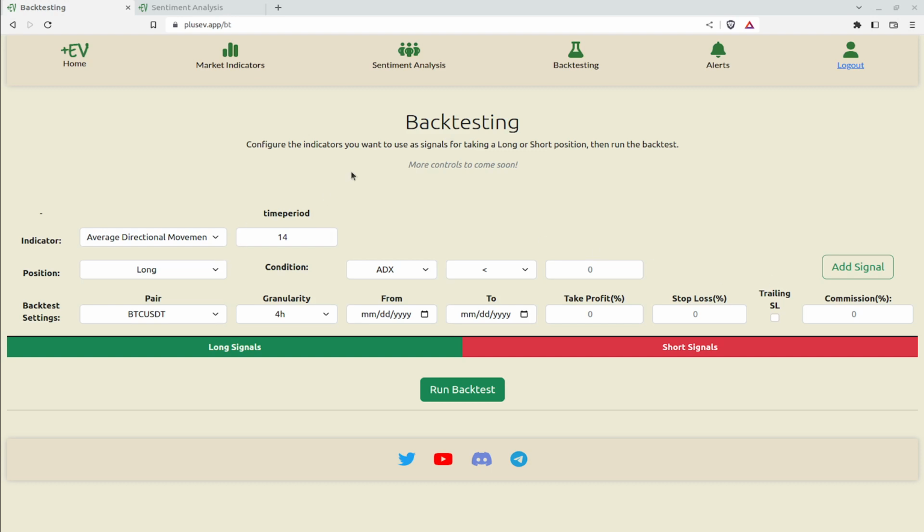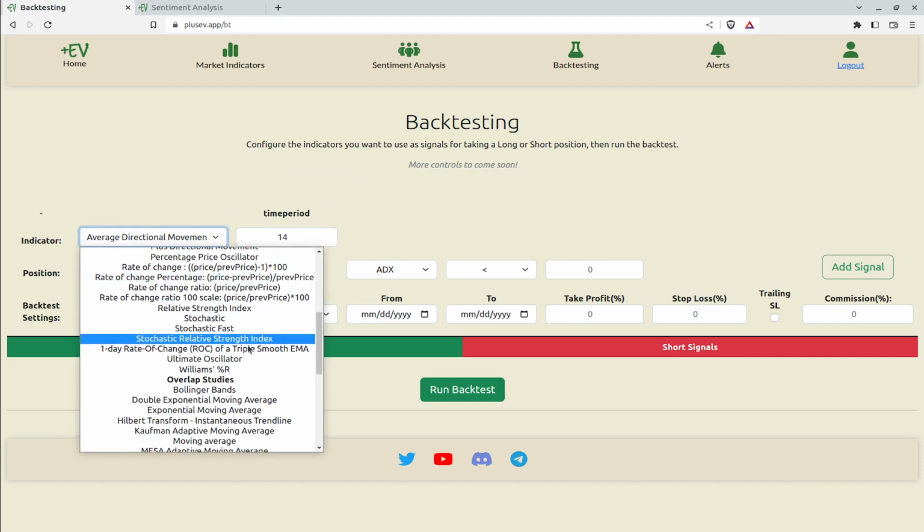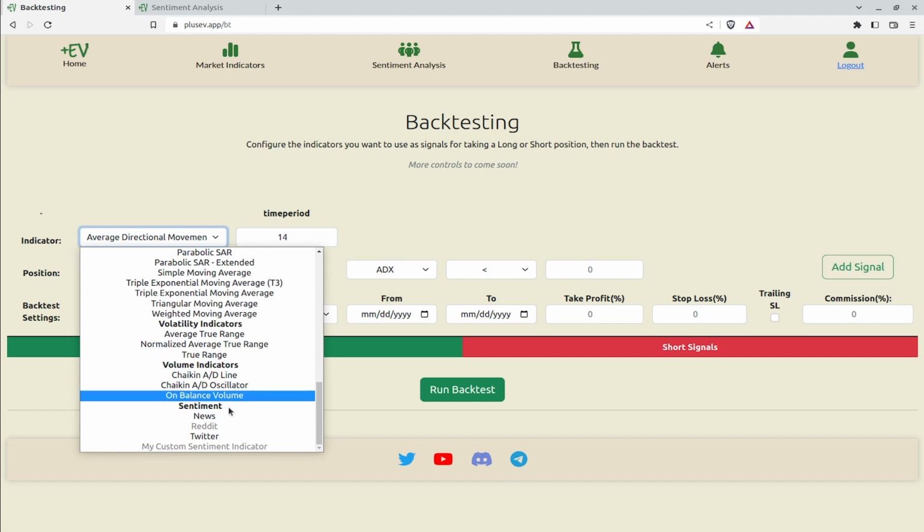On this page, you can create a trading strategy based on signals from indicators and backtest it. You can choose from classical technical indicators and our custom-made sentiment indicators. We have Twitter and news only for the current beta. Our Reddit, user-customized ones and more, will come in later releases.